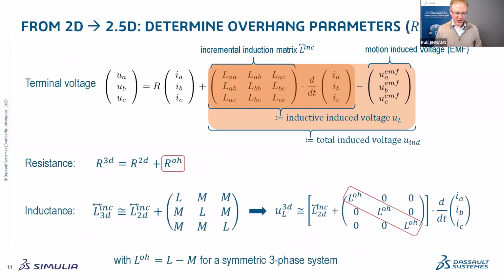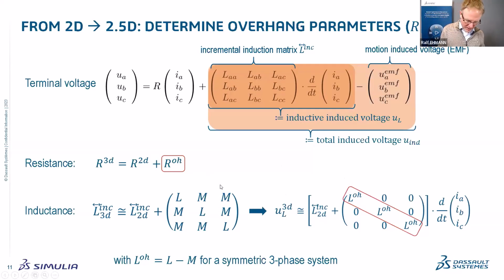Okay, and what we want to achieve is to find out the overhang resistance in such a way that the resistance used in 2D plus the overhang resistance give us the real 3D resistance. And the 3D incremental inductance matrix should be decomposable into the 2D incremental inductance matrix plus a matrix with constant terms, and actually just two constant terms called L and M in this case.